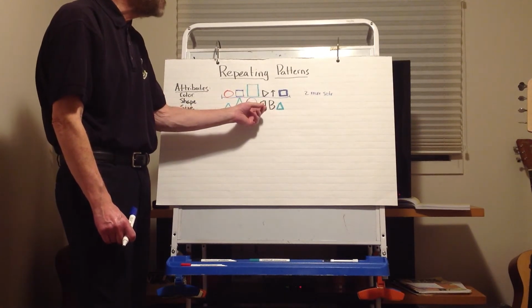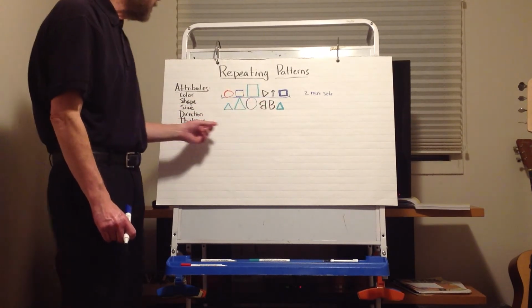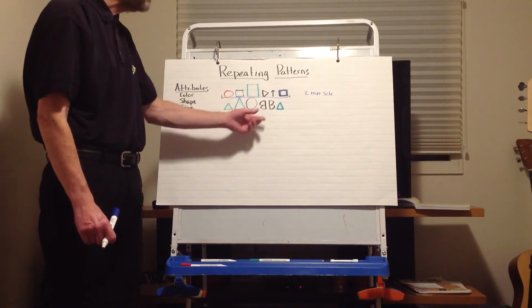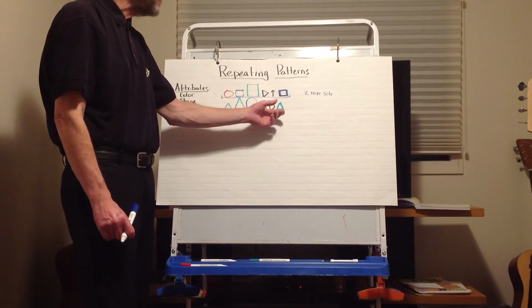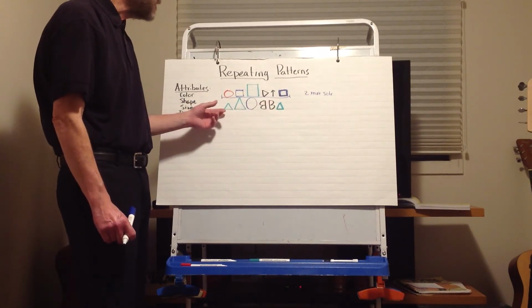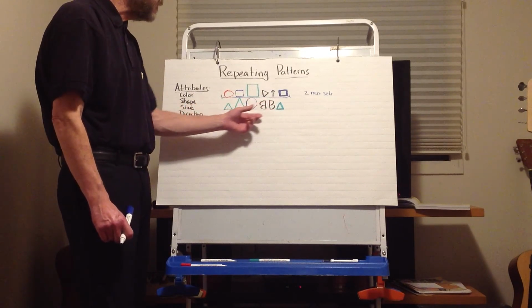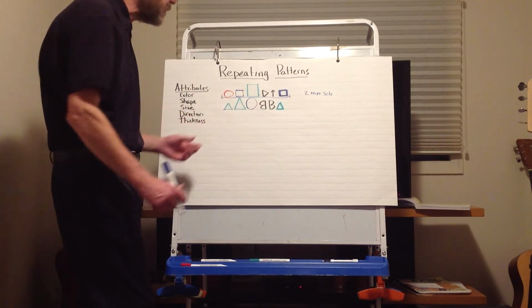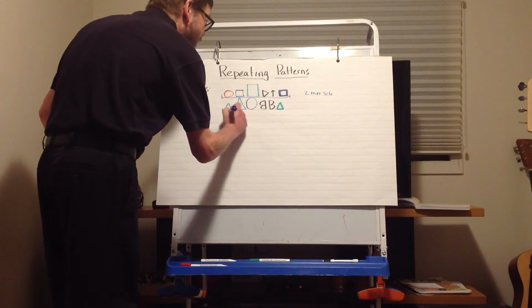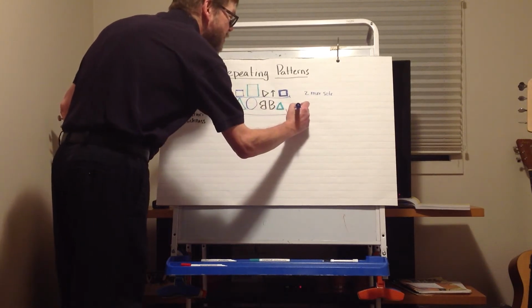I'm going to do a backwards B and then a forwards B, so I've taken care of direction a different way. And then my last one, I've got thickness changed here because I've got a thicker triangle there than I did at the start. So there's my core. I'm going to underline that, and 2 more sets.